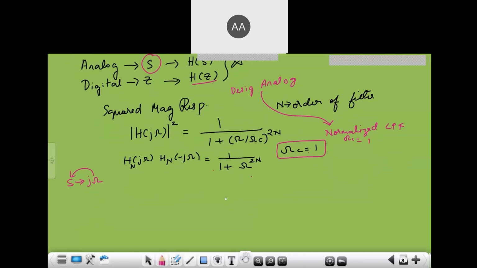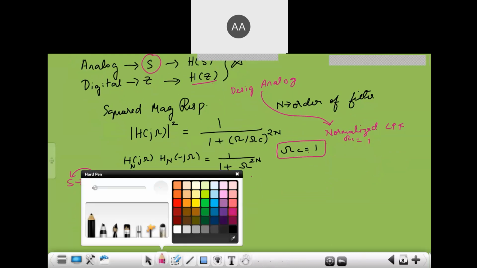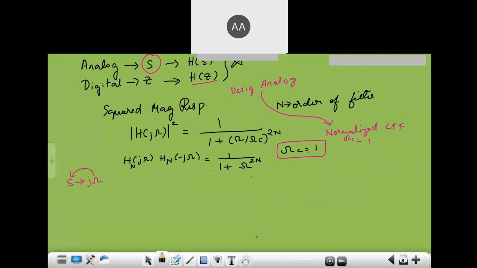Okay. So if you have this H of j omega, I want the analog specification. So if I want the analog specification, I'll write my j omega value as Hn of s into Hn of minus s, which is equal to, if I replace s with j omega, I should replace omega with what? S by j, right? So this becomes 1 plus (s by j) whole thing to the power 2n.